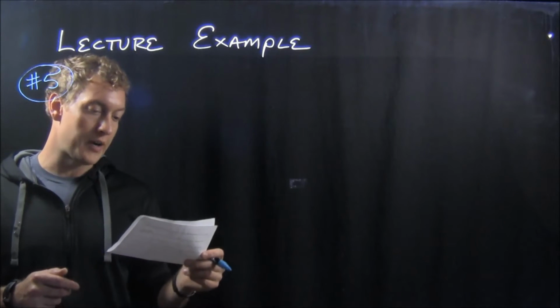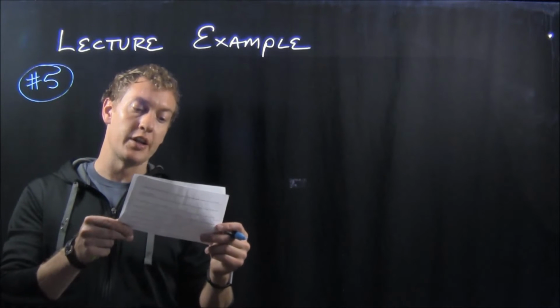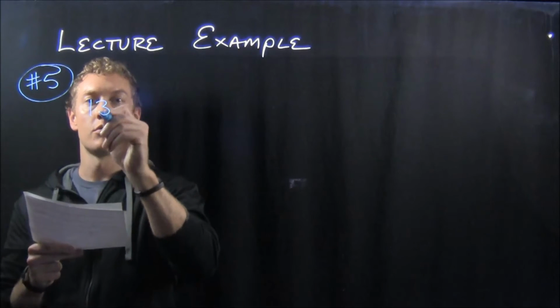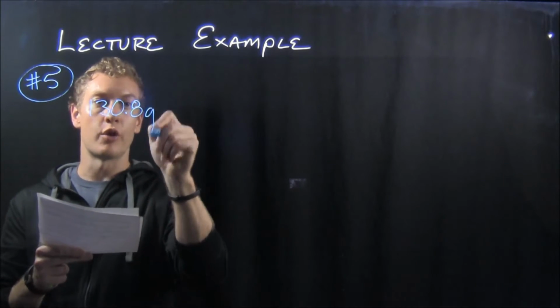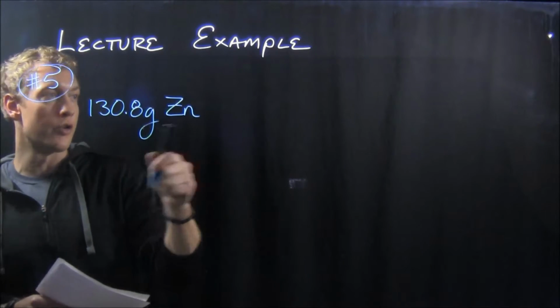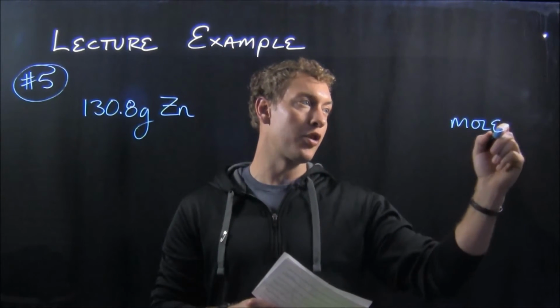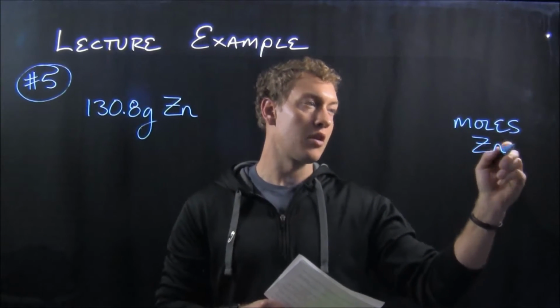Moving on to number 5. Number 5 asks, how many moles are present in 130.8 grams of zinc? So we're converting grams, and we'll know we're done when we have a number of moles of zinc.